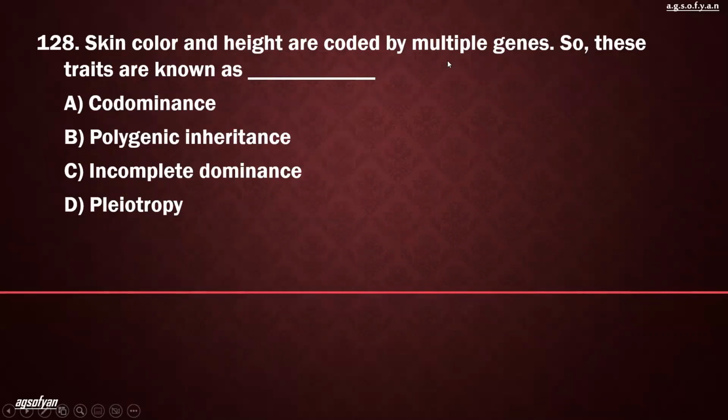Skin color has multiple genes. Multiple genes means that poly means a lot. So skin color and people's height are polygenic inheritance. It has multiple genes. Okay, this is information and memorization.